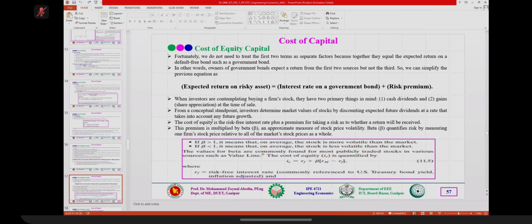Now, fortunately, you do not need to treat the first two terms as separate factors, because together they equal the expected return on default-free bonds such as government bonds.